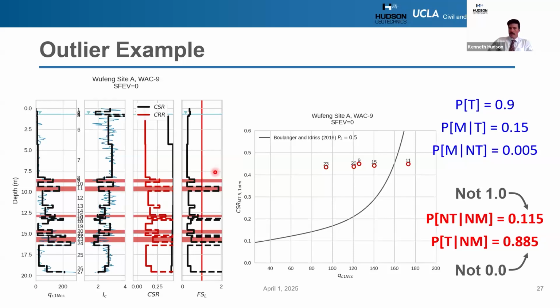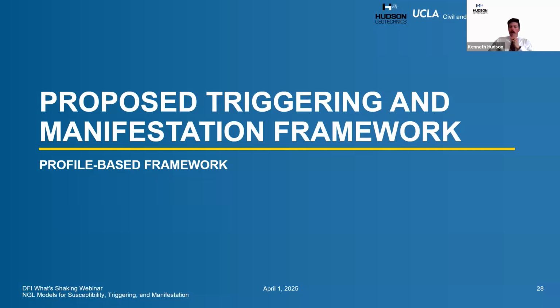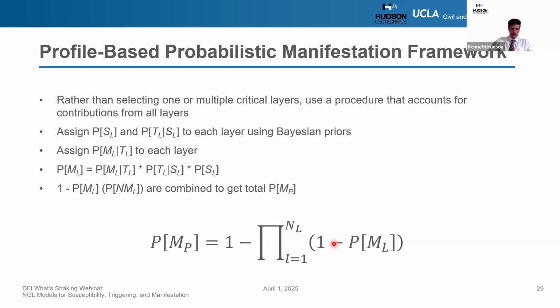And then the other problem is still, how do we select one of these as a critical layer for our modeling effort? And so that's where we moved on to our other big framework change, and that's going into a profile-based framework. So the way we do this is we're going to look at, instead of just one or even multiple critical layers from one profile, we're going to create a procedure that looks at every single layer in our profile and accounts for contributions to surface manifestation from every single layer. And the way we achieve this is with assigning probabilities of susceptibility to every single layer.